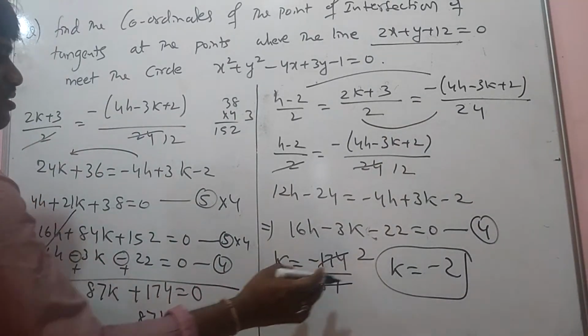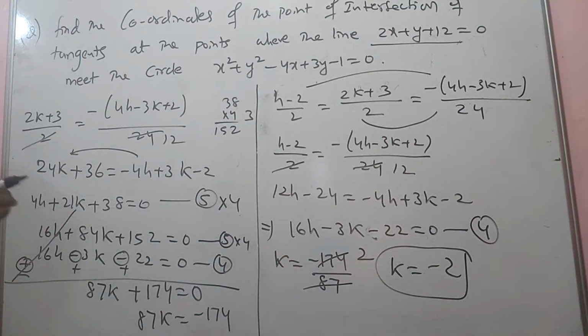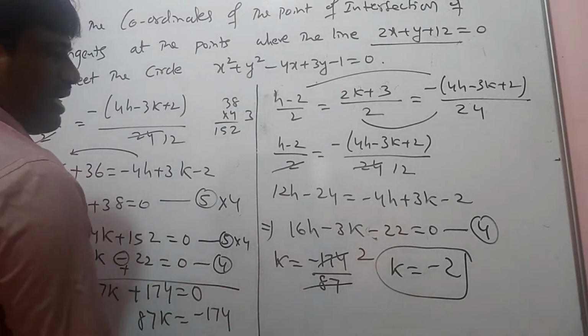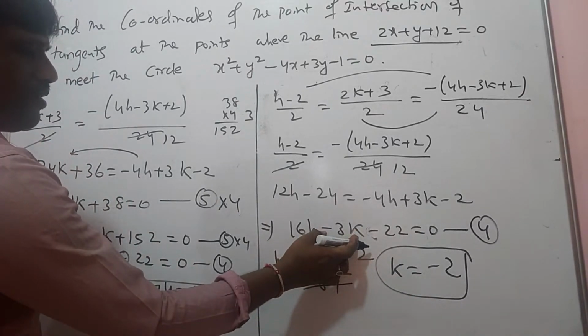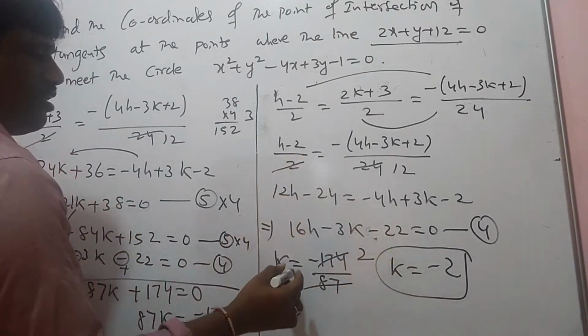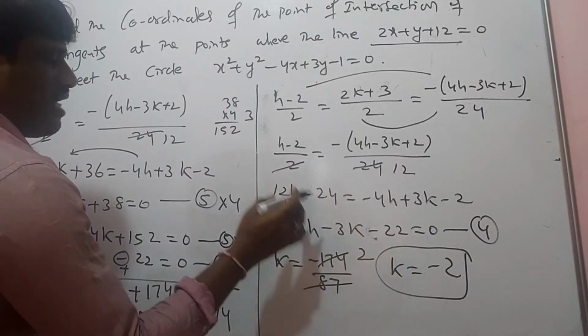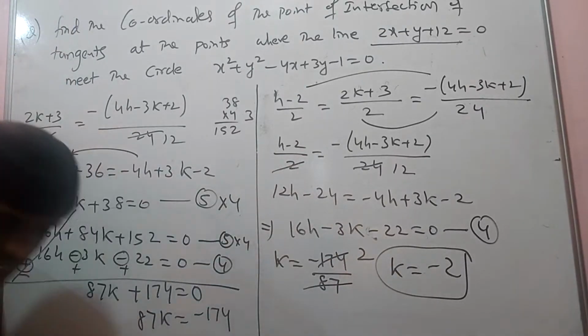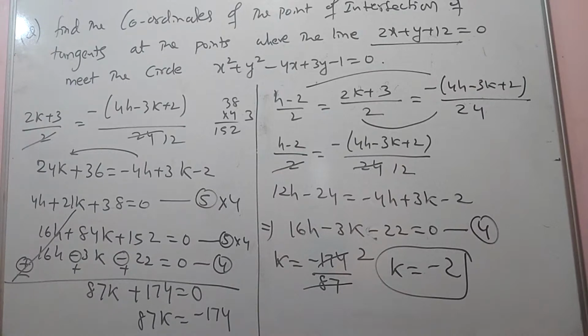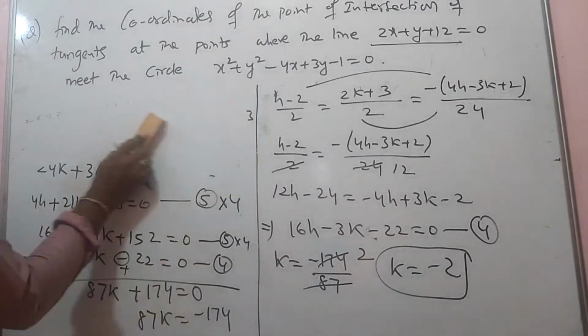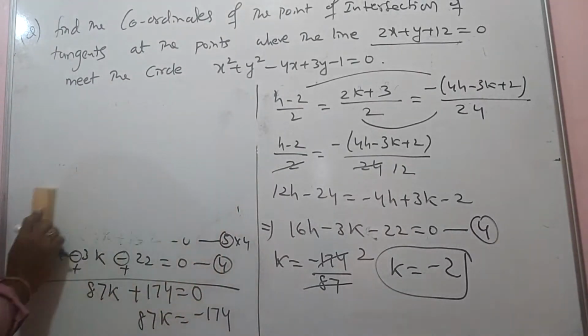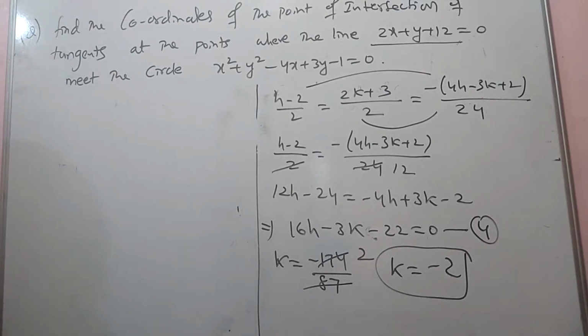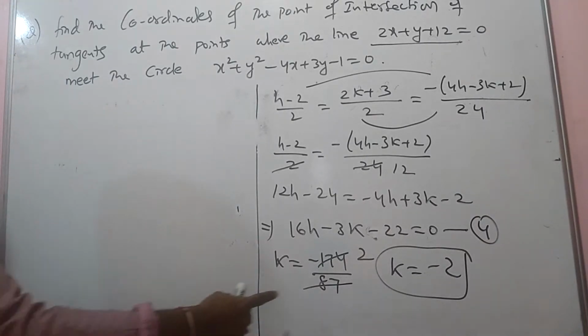Substitute the k value minus 2 here. I think somewhere we made a mistake in the minus and plus. That's the reason we got the wrong answer. Substitute k equal to minus 2 in the fourth equation, so you are going to get the answer for h. Finally we got the answer. Okay, fine, thank you so much. Sorry for this mistake. Sometimes, due to negligence of the negative and positive symbol, this happens.